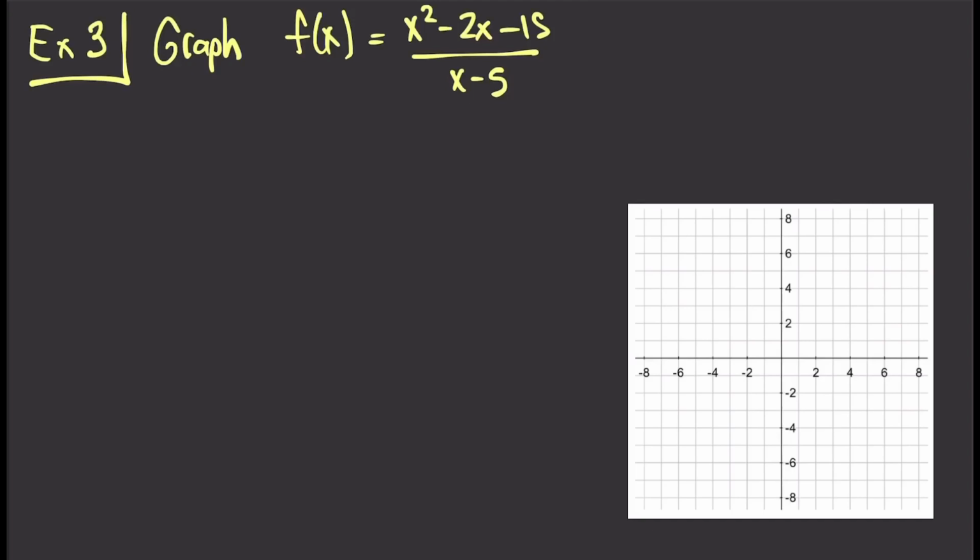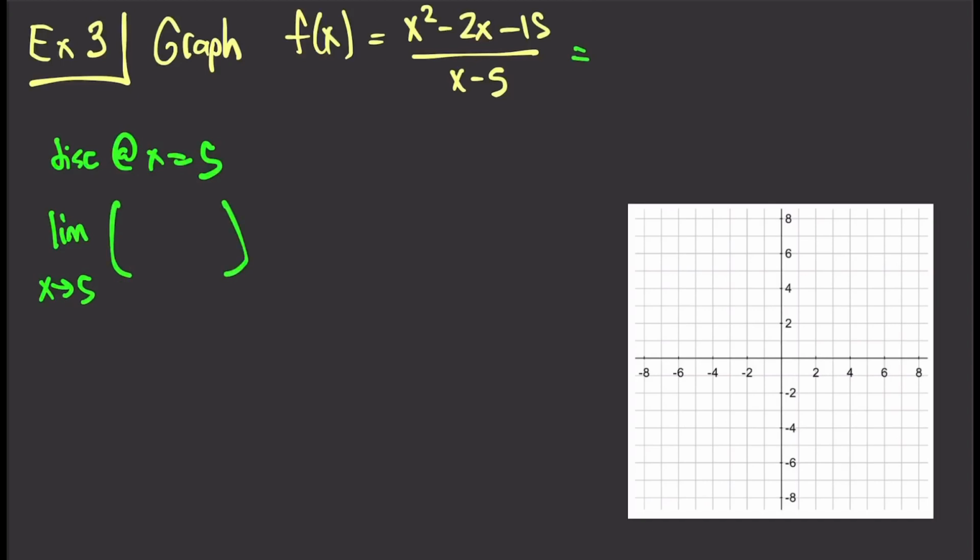Example 3. All right, we've got f of x equals x squared minus 2x minus 15 over x minus 5. Again, please remember, first thing you do, denominator equal to 0. That's going to tell you where you have discontinuity. So pretty obvious here, it's going to be at 5. Only one place. So that means I only need to take one limit as x approaches 5.